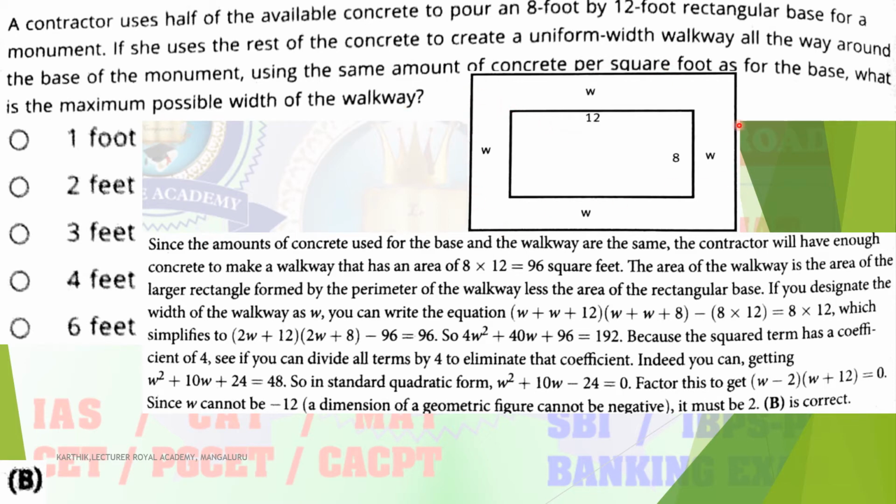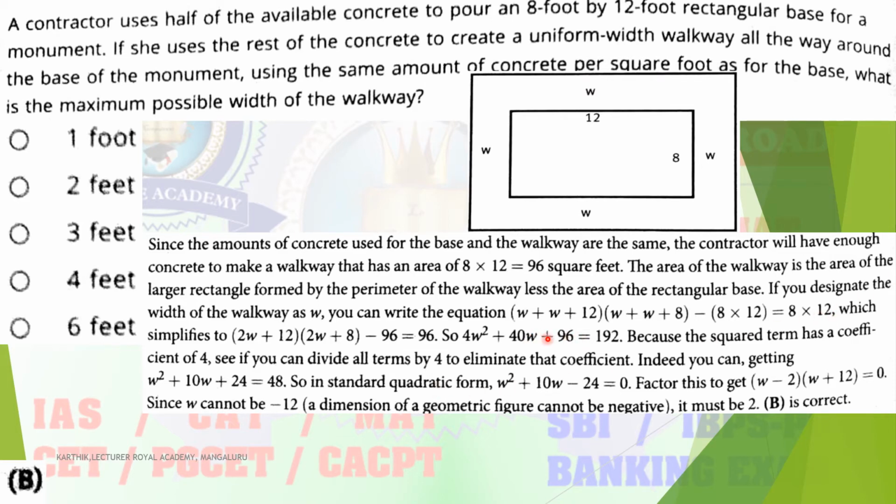Then the relationship is, just to find out the outside area, how to find it out? We don't know the length of this one, so you have to determine it in feet. That is nothing but (W plus 12) into (W plus 8 plus W), minus subtracting this area 8 into 12, is equal to 8 into 12. Why 8 into 12? Because of the same amount of concrete per square foot. Okay, that relationship is given. So whatever money was spent for this one, the same amount of money is utilized for this one also.